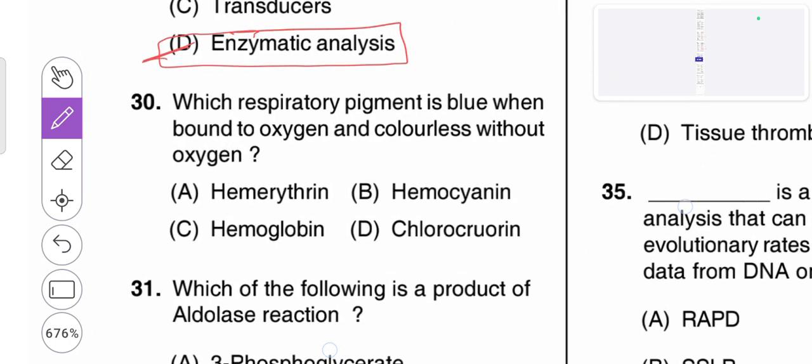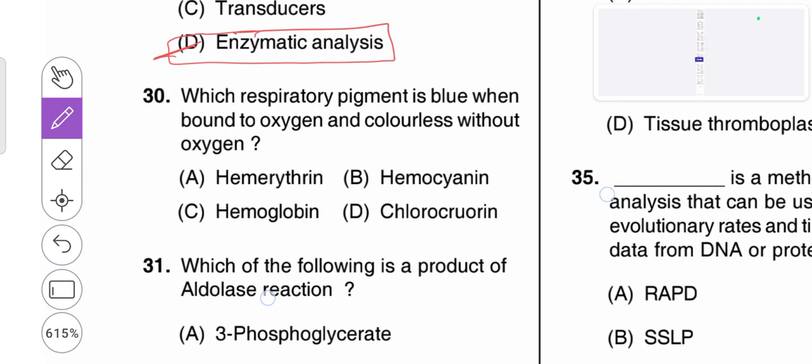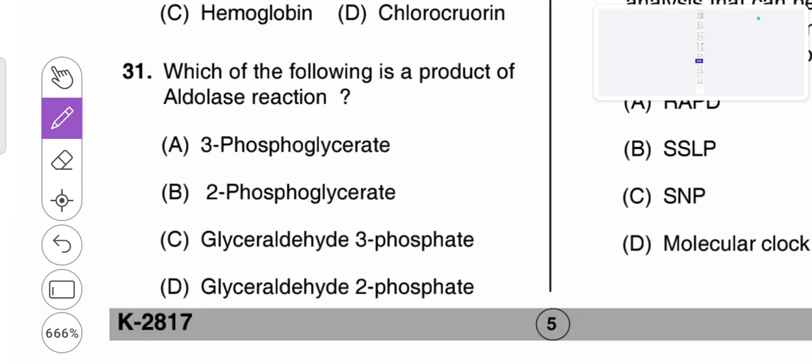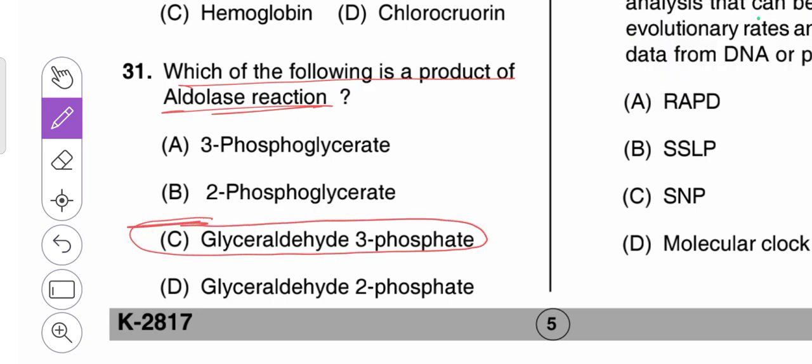Next, 30th question. Which respiratory pigment is blue when bound to oxygen and colorless without oxygen? That is hemocyanin. Cyanin means copper, that is blue color. B is the right answer. Then 31. Which of the following is a product of aldolase reaction? That is glyceraldehyde 3 phosphate.